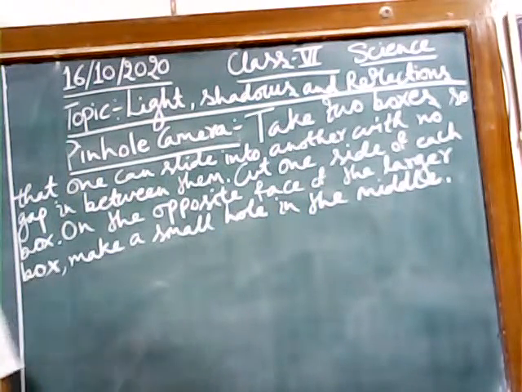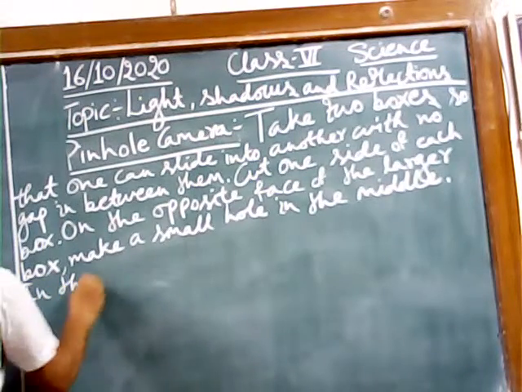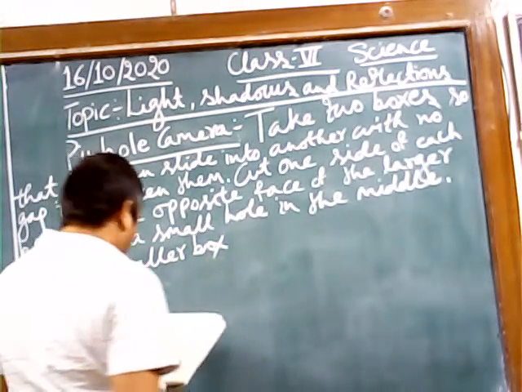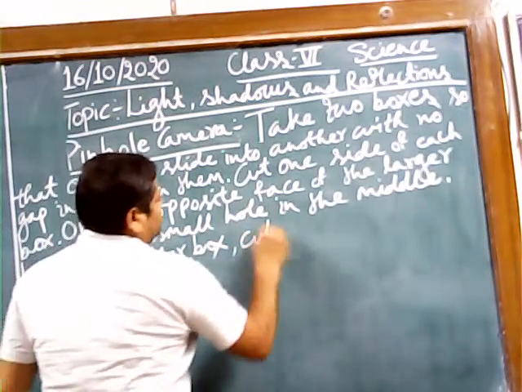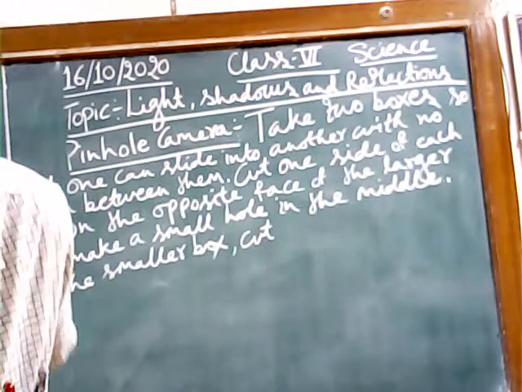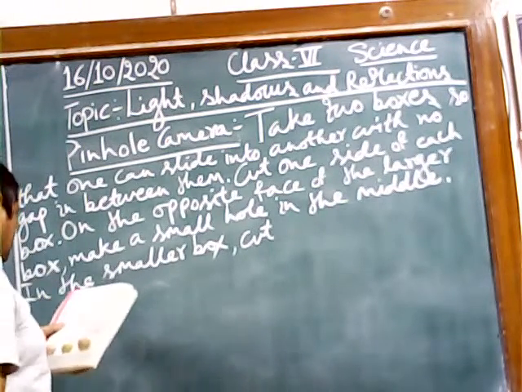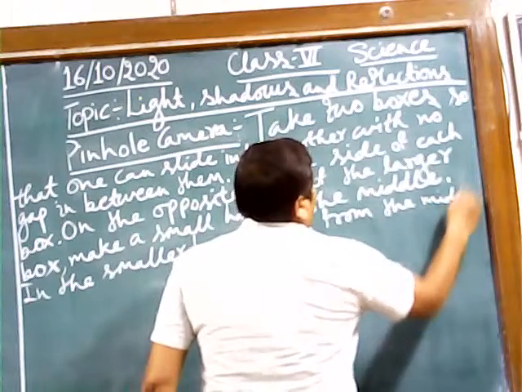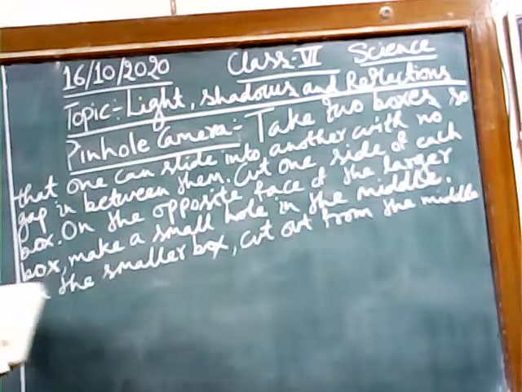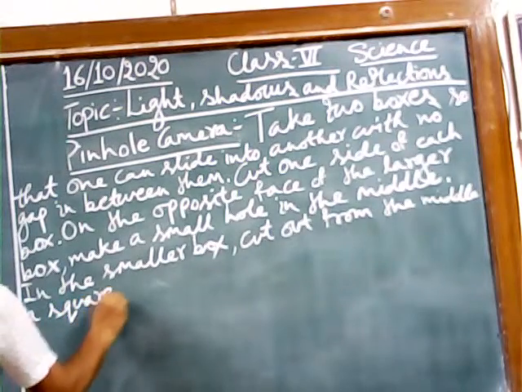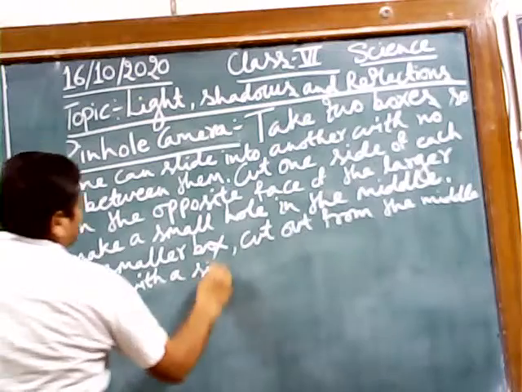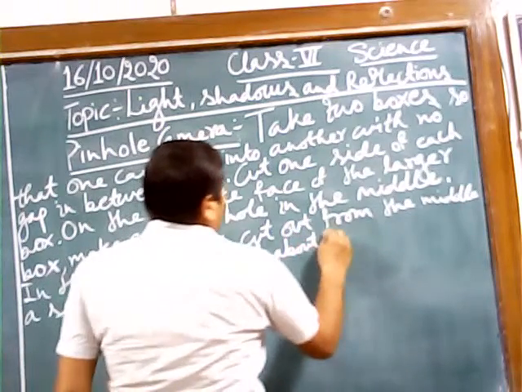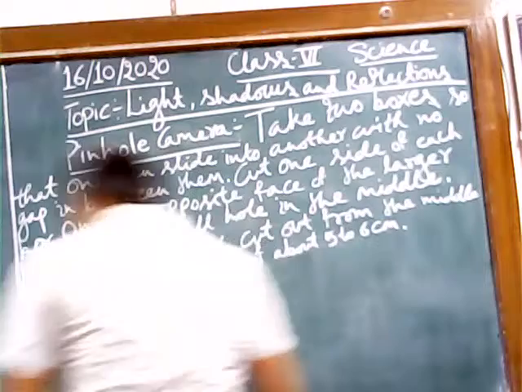In the smaller box, cut out from the middle a square with a side of about 5 to 6 centimeters. Children, are you getting it or not? Very good.